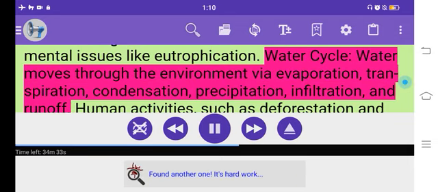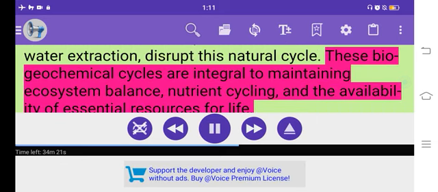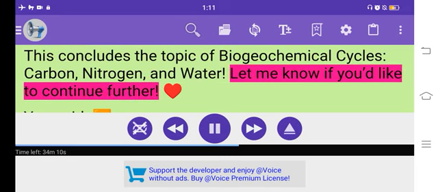Water cycle. Water moves through the environment via evaporation, transpiration, condensation, precipitation, infiltration, and runoff. Human activities, such as deforestation and water extraction, disrupt this natural cycle. These biogeochemical cycles are integral to maintaining ecosystem balance, nutrient cycling, and the availability of essential resources for life. This concludes the topic of biogeochemical cycles: carbon, nitrogen, and water. Let me know if you'd like to continue further.